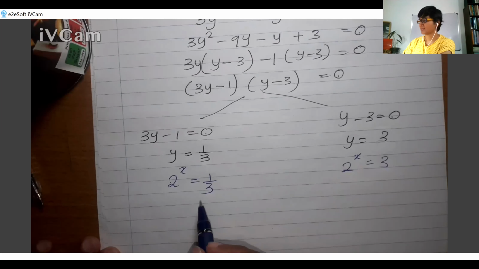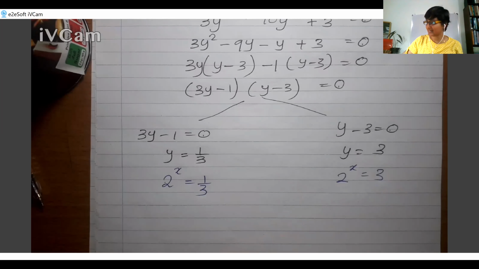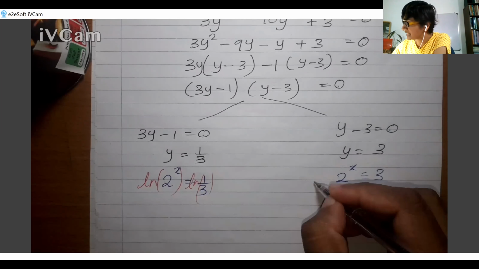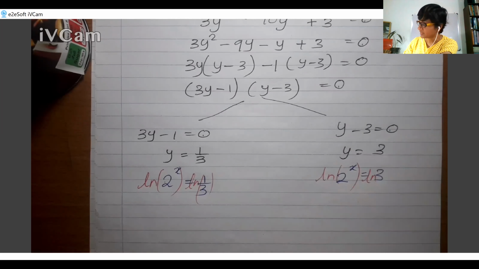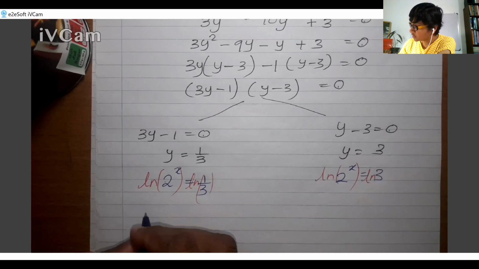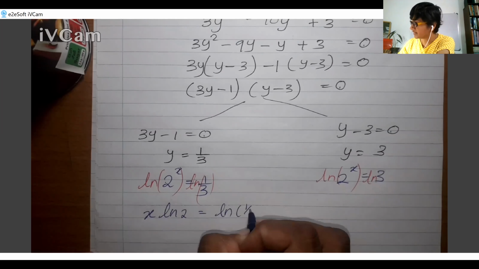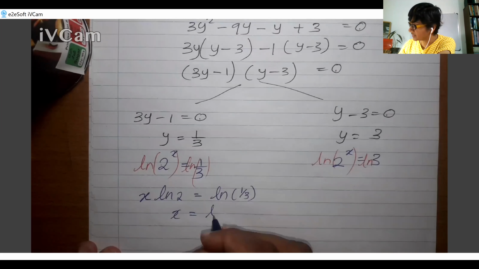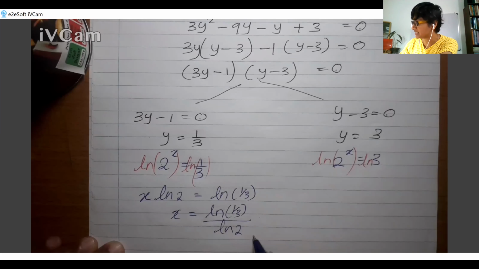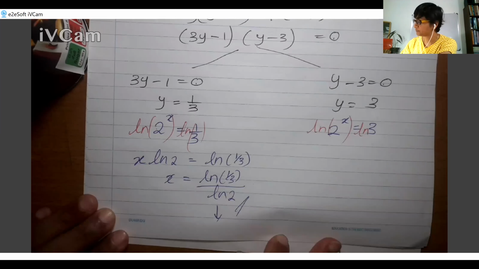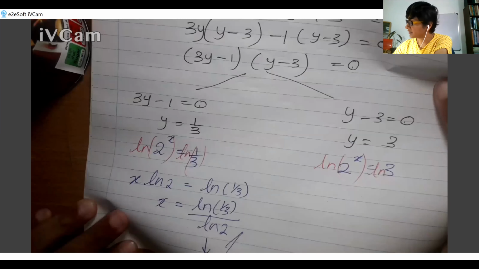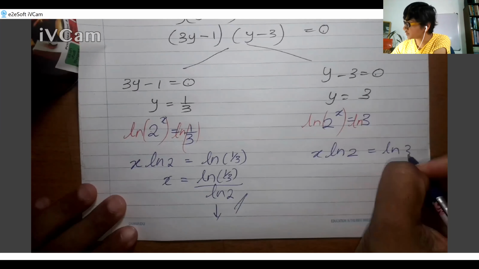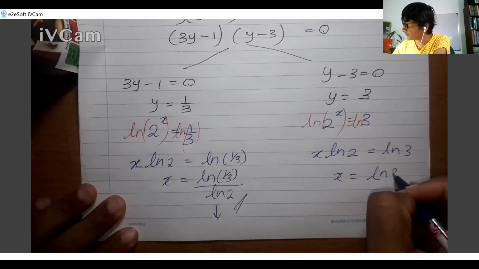This is where you need to use log to bring the x down, right? So if you take ln of this, ln of that, I will do both simultaneously, ln of this, ln 3. I am going to get x ln 2 equals ln 1/3. So let me finish solving that. X is equal to ln 1/3 divided by ln 2. Whatever that is, you have to find the answer using a calculator. Okay? And then here, x ln 2 equals ln 3. X is equal to ln 3 over ln 2, whatever that is equal to.